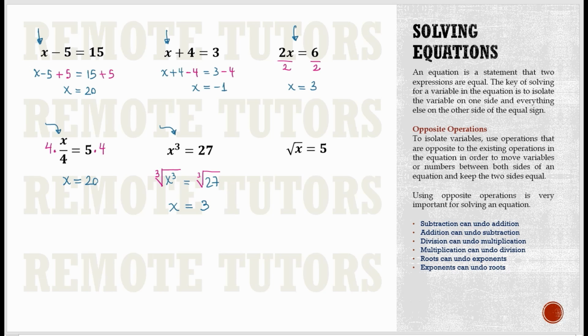And at last, in order to isolate x, we have to remove a square root, and the opposite of a square root is an exponent of 2. So we will square both sides, so we get that the value of x is 25.